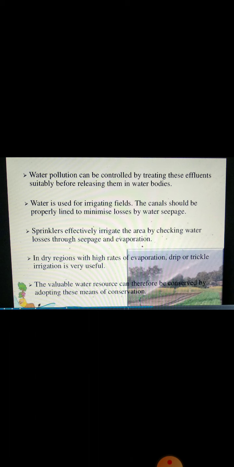Water is used for irrigating fields. The canal should be properly lined to minimize losses by water seepage. Sprinklers effectively irrigate the area by checking water losses through seepage and evaporation. In dry regions with high rates of evaporation, drip or trickle irrigation is very, very useful. The valuable water resource can therefore be conserved by adopting these means of conservation.